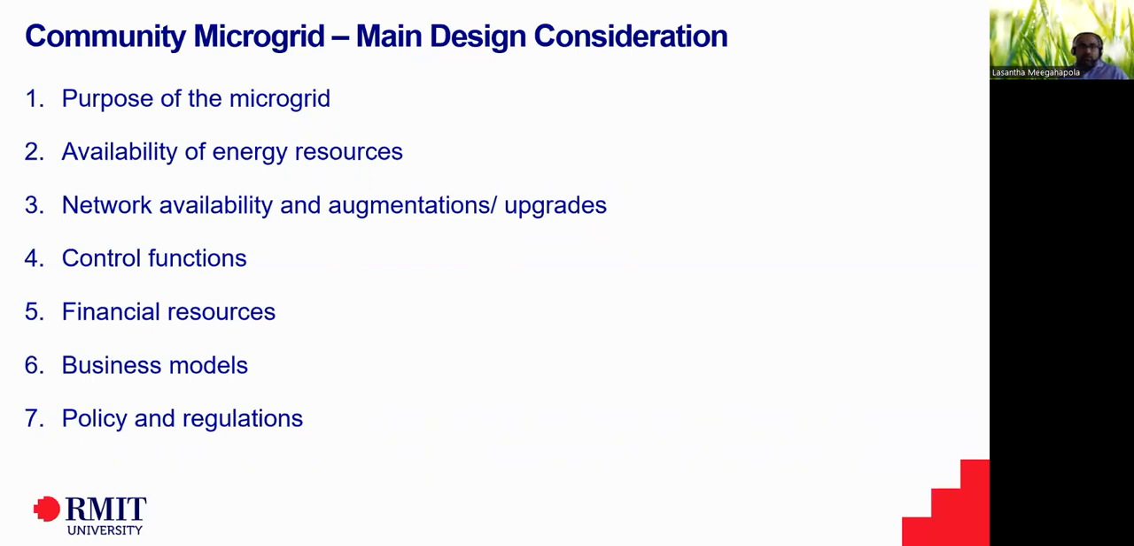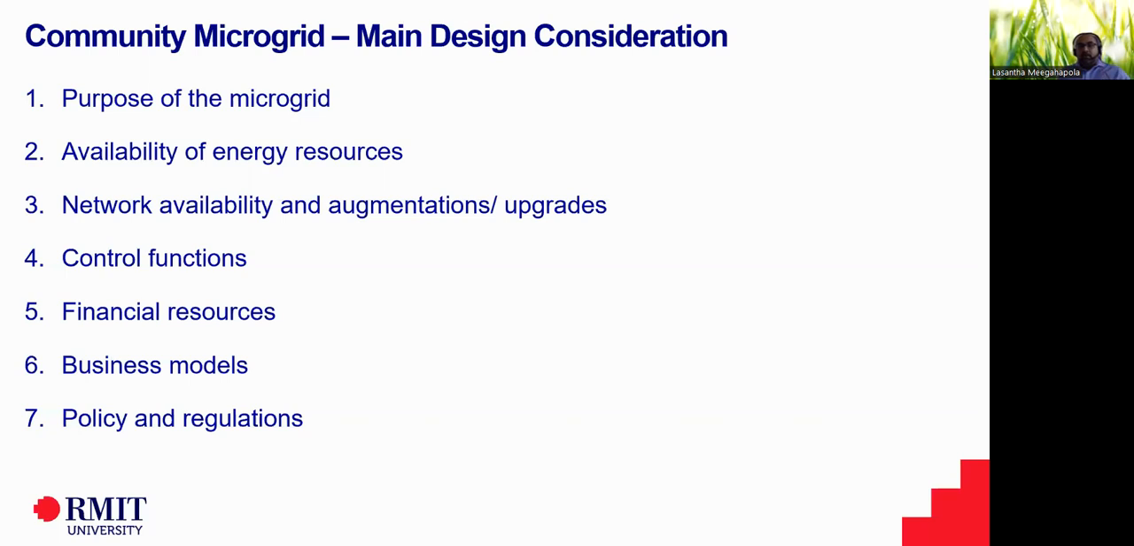And also it is important to know about the availability of various renewable resources, mainly the solar resources, as well as in some cases wind resources, so that they should be able to provide enough energy to charge the battery energy storage system in the microgrid.